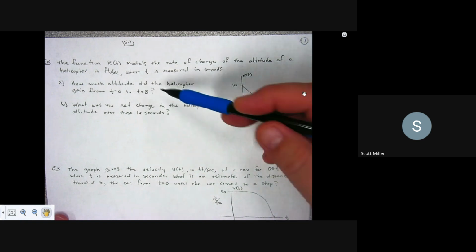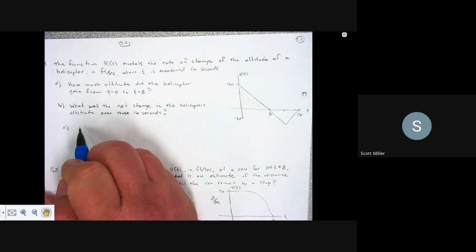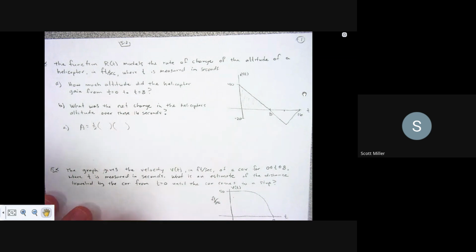So the area between 0 and 8, so between here and here, is this area right here. And that shape is a triangle. So you can use the formula for the area of a triangle to help us answer this question. So for part A, the answer is going to be the area, which is 1/2 the base times the height.